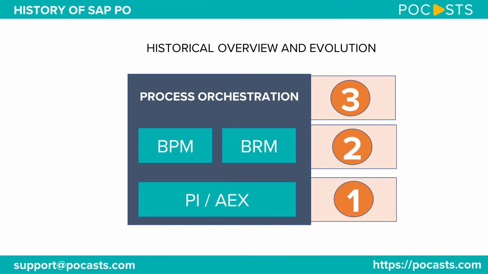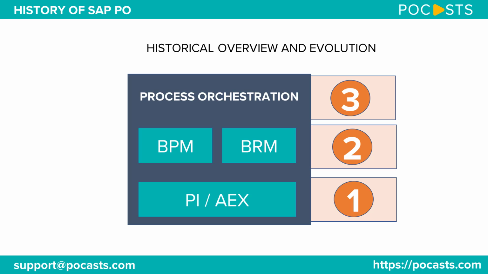I'll quickly give you a very high-level perspective of where PI started, so you know the terms that were used previously. I'm not so particular about the dates and the features added. That is a different section. But I want to focus on the version numbers and what it was called, just to help you understand the terms that were used previously. The numbers 1, 2, 3 I'm listing out here: 1 means let's look at the versions of PI and AEX. The 2 will talk about versions of BPM and BRM, and 3 will talk about the process orchestration version, which is actually a combination of AEX with BPM.